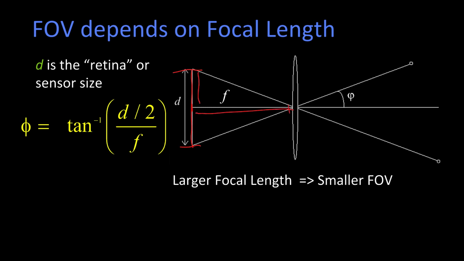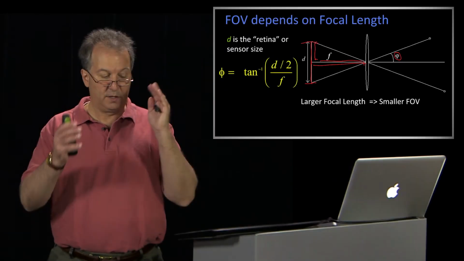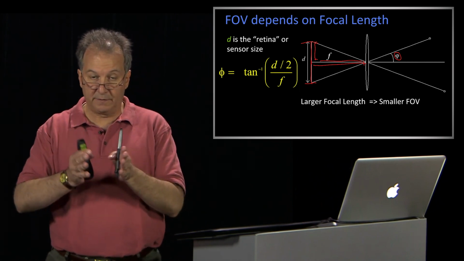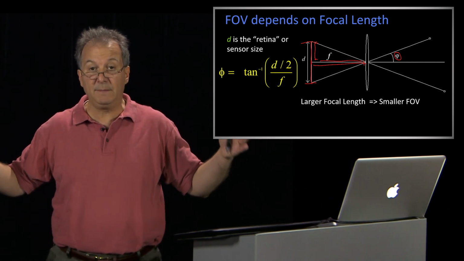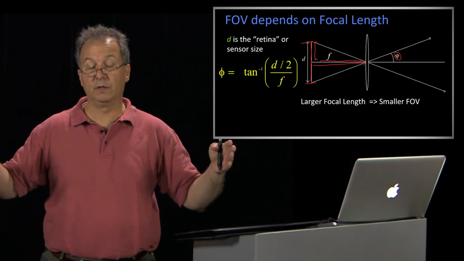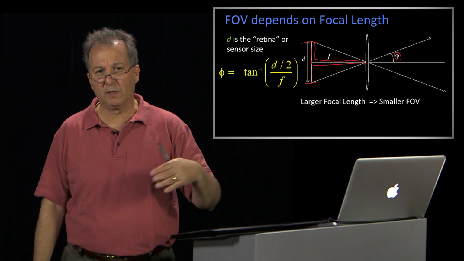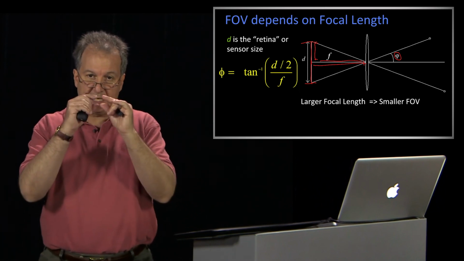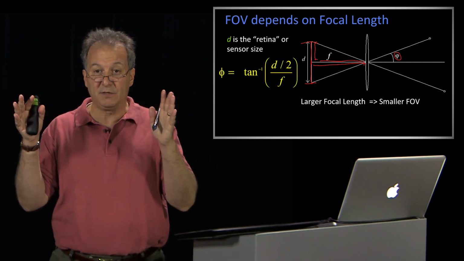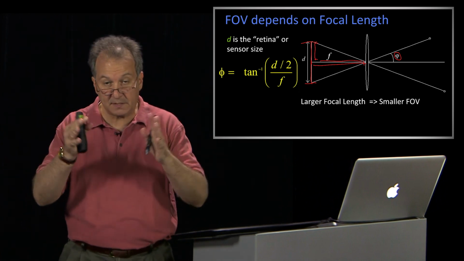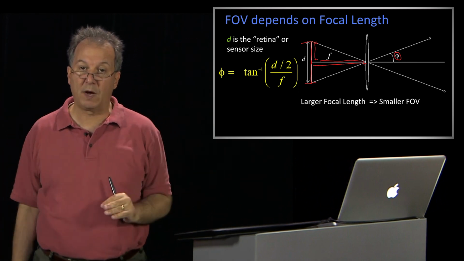Clearly, half of D over F is the tangent of the angle, so the angle is the arctan of that, this angle phi here, which is half the field of view. So basically the bottom line is the longer the focal length, the smaller the field of view. The bigger the imaging surface, the bigger the field of view. In fact, what's sometimes called medium format photography, instead of using tiny little sensors, uses much bigger sensors, so they can still put a lot of pixels but over a much bigger area. That gives them much wider fields of view.